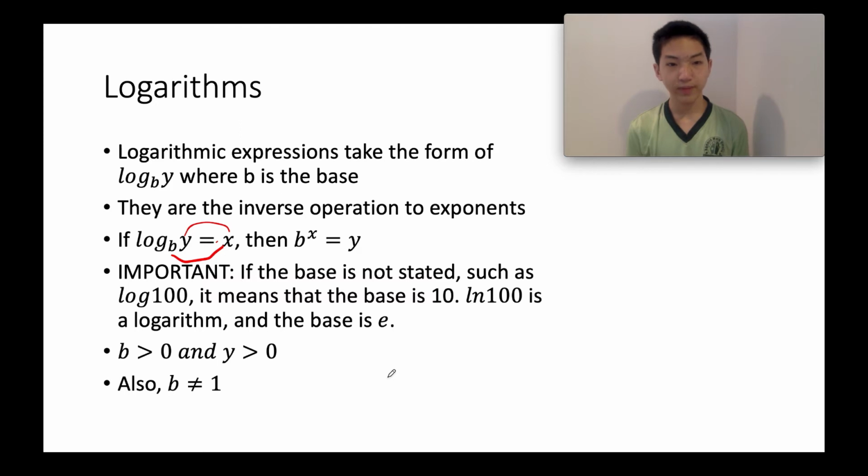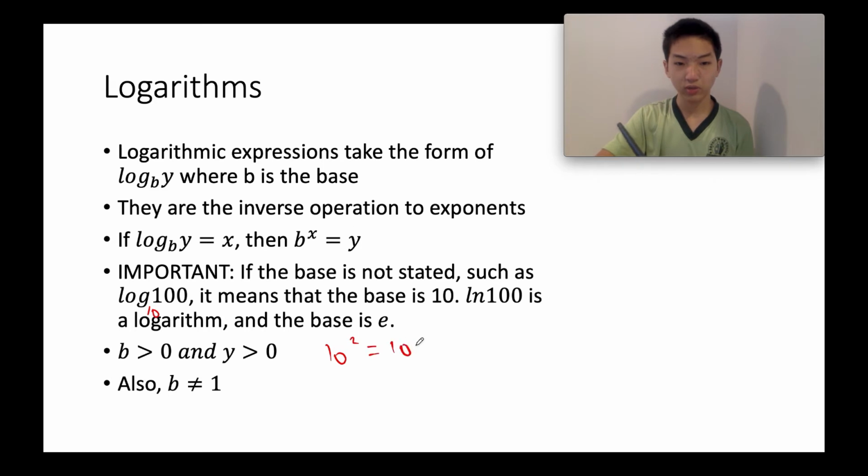So the base must always be greater than 0, and y must always be greater than 0. Also, the base cannot be equal to 1. If you think about this, what a logarithm basically is, is that you find how many times the base is multiplied by itself to get y. So as you can see here, we have log 100. Well, the base is 10. How many times do we multiply the base by itself to get 100? Well, 10 squared is equal to 100. So then log 100 must be equal to 2.